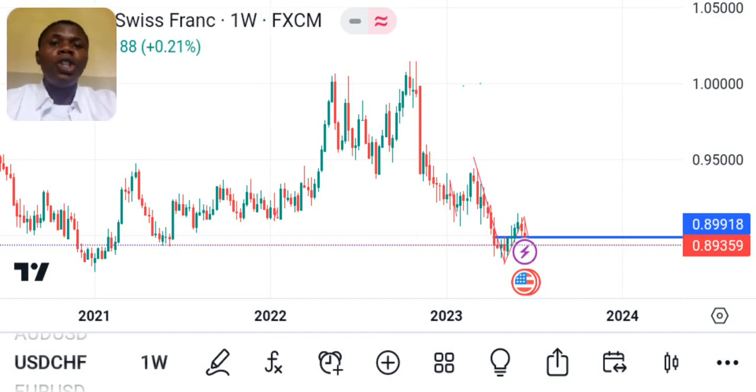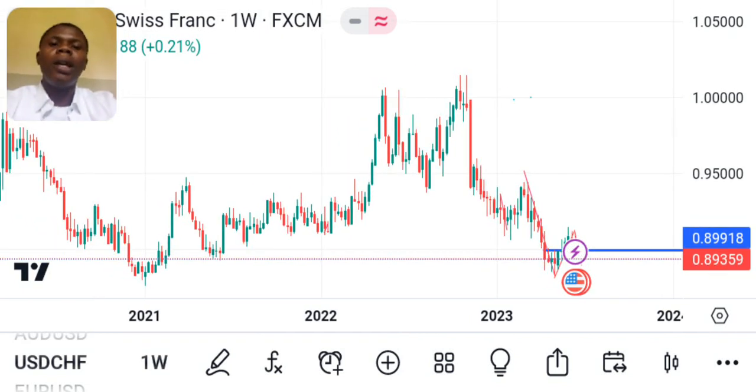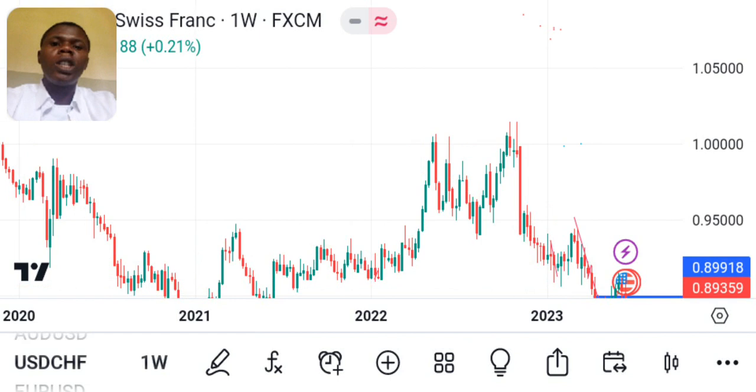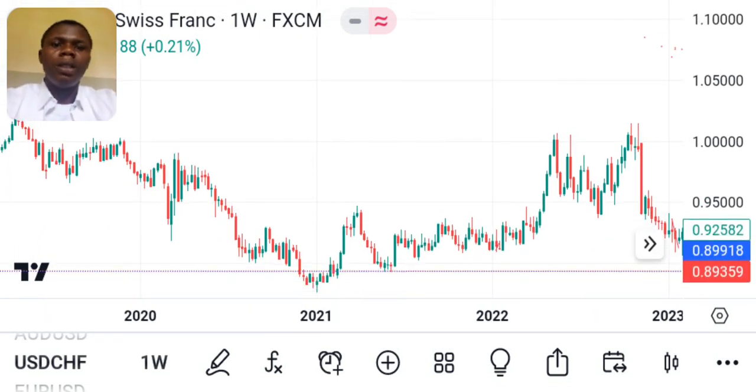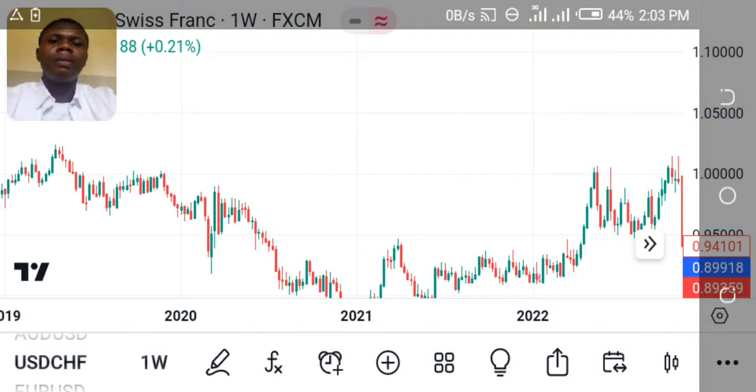The first thing you need to do to identify price flow is understand the swing points. Now, what are the swing points? The swing points are the most significant ones.